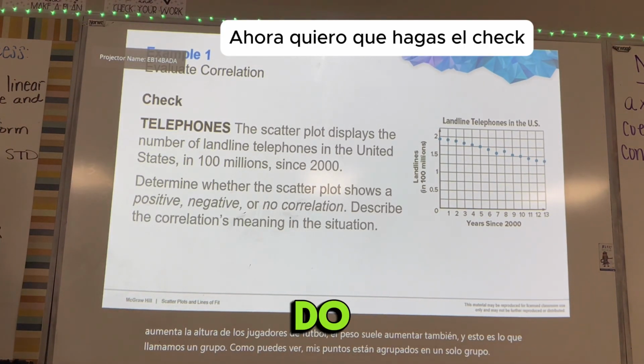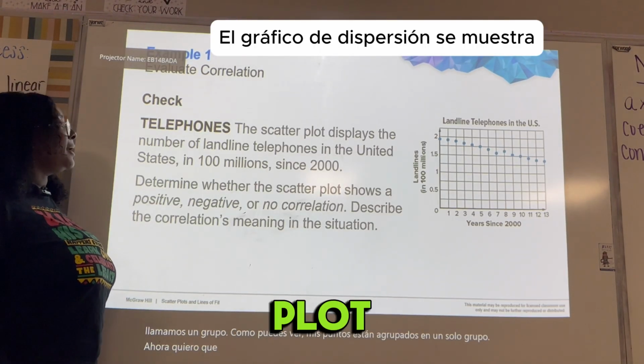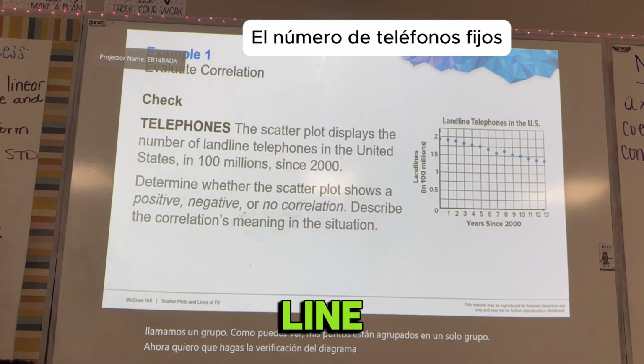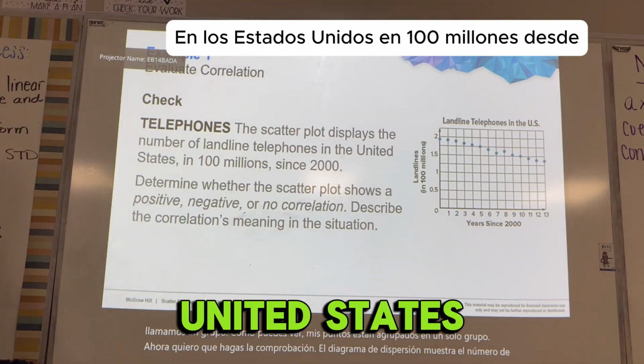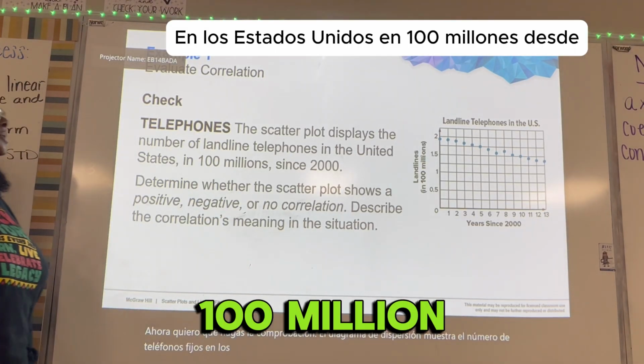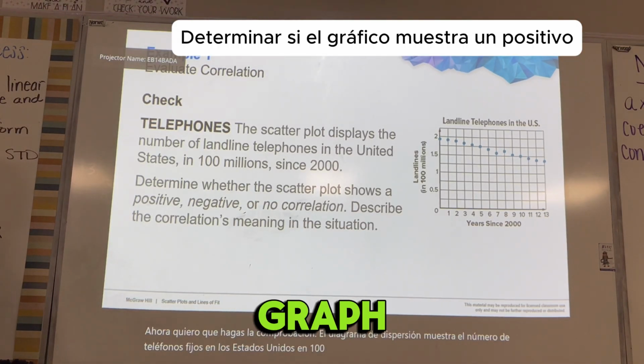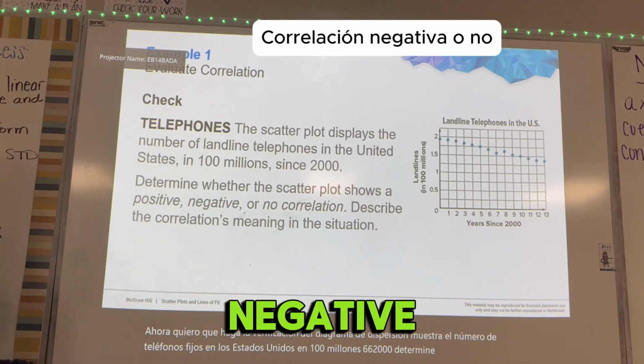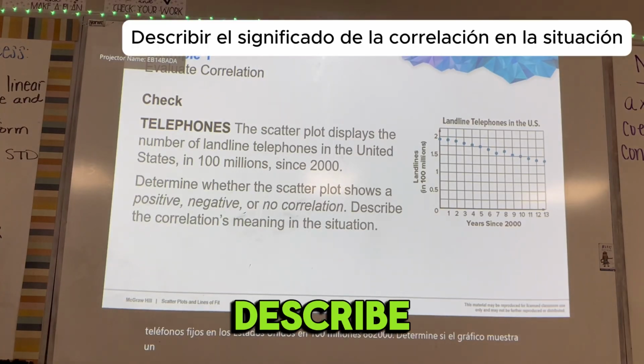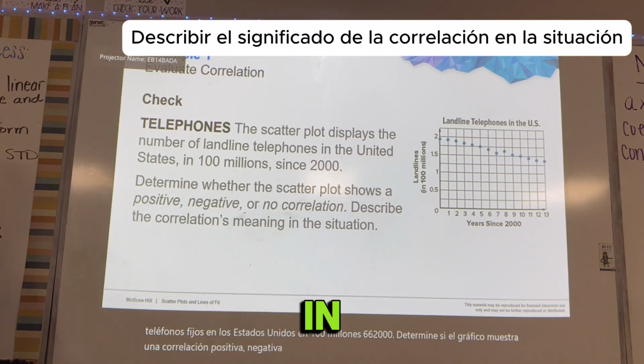Now I want you to do the check. The scatter plot displays the number of landline telephones in the United States in 100 million since 2000. Determine whether the scatter plot shows a positive, negative, or no correlation. Describe the correlation's meaning in the situation.